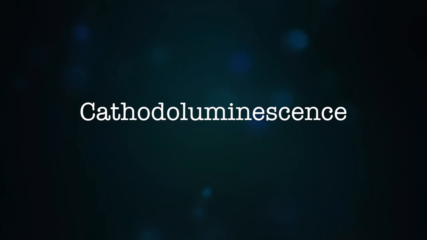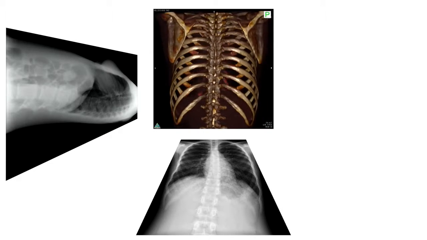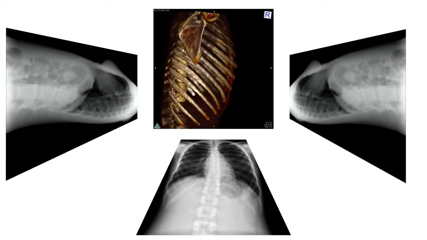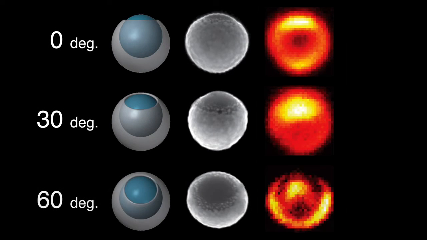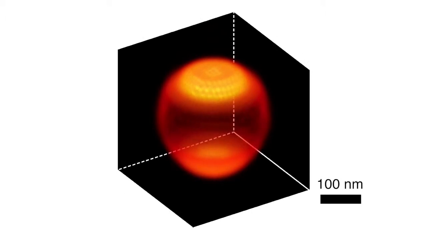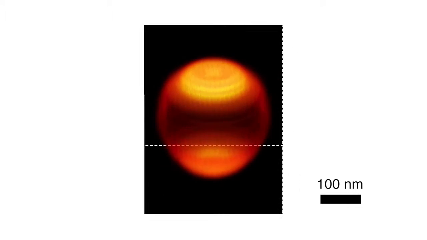To push this technique into the 3rd dimension, we combine cathodoluminescence with tomography. Remember that tomography requires a tilt series of 2D images of the object taken at different angles. So, we tilt the crescent and take 2D cathodoluminescence images at 14 different angles. Then, by using tomographic reconstruction algorithms, we can generate a 3-dimensional map of how light interacts with our nanoscale particle.